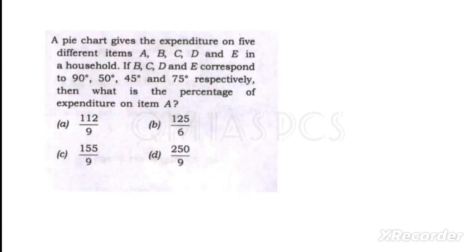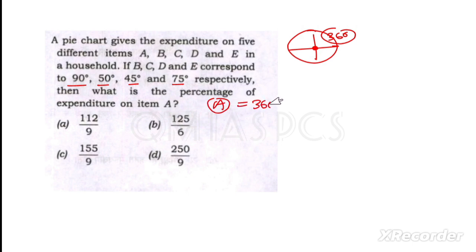This question is from pie chart. The topic is pie chart, but in terms of percentage. Let me give you a small introduction. In a pie chart, the total angle is 360, so whenever we compare, we compare with respect to 360. It is given the expenditure on 5 different items A, B, C, D, E in a household. B, C, D, E are 90 degree, 50 degree, 45, 75. So what is left out? A is left out. So we have to add all the others and subtract from 360 degree.